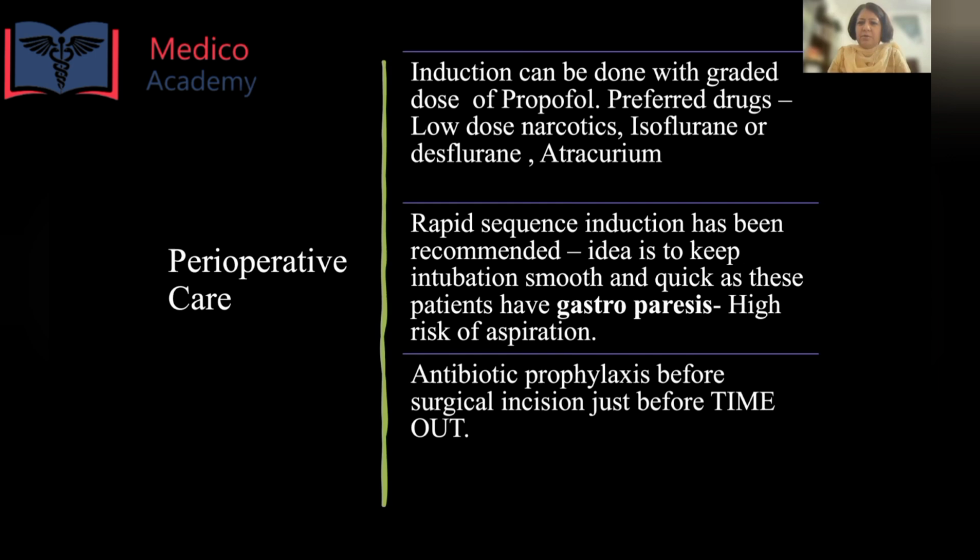Atracurium or cis-atracurium is the muscle relaxant of choice, because they undergo Hofmann degradation and are not dependent on the kidney for their excretion. Rapid sequence induction has been recommended in this patient. The idea is to keep the induction smooth and quick, as these patients have gastroparesis as a result of uremia. So they comprise a group of patients at very high risk for pulmonary aspiration.